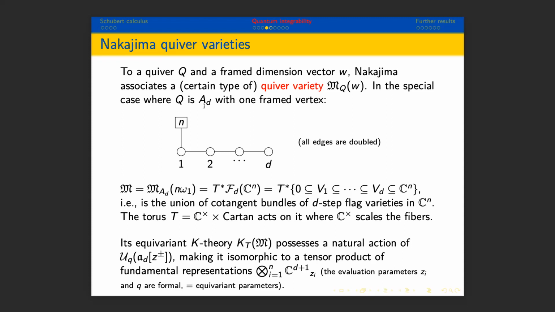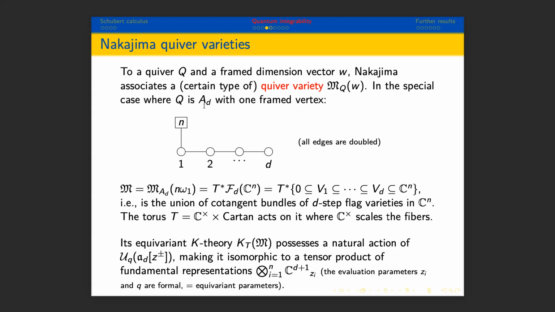And that means, if you know anything about equivariant cohomology, you know that each degree of freedom of the torus will give you one parameter. Or say in K-theory, it's the same. So in K-theory, the parameter associated to the C-star scaling action will be q, and all the other parameters associated with the Cartan will be the spectral parameters. So we can see all the parameters seem to be matching nicely.